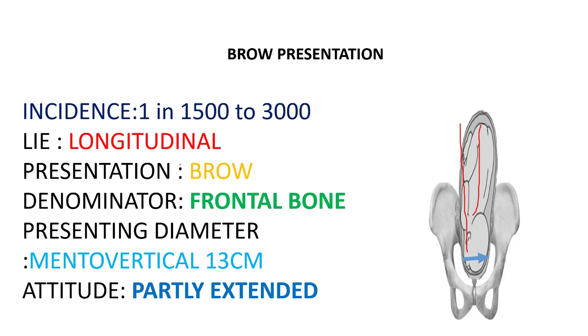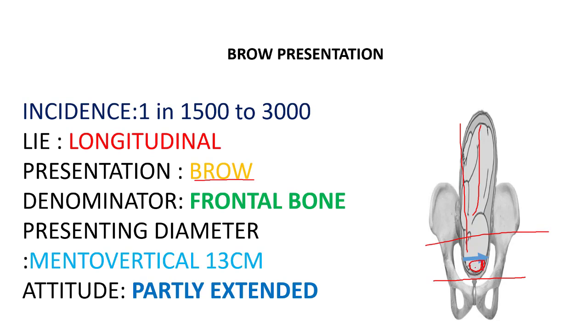Now, what is the presentation? As the forehead or the brow is entering into the pelvis first, the presentation is brow. What is the denominator? Meaning, when we do vaginal examination, with the help of which bony part will we tell whether this presenting part is towards the anterior pelvic side or the posterior pelvic side? We will use the prominent bony part. What is the prominent bony part in the forehead? That is the frontal bone. So we use the frontal bone, right?